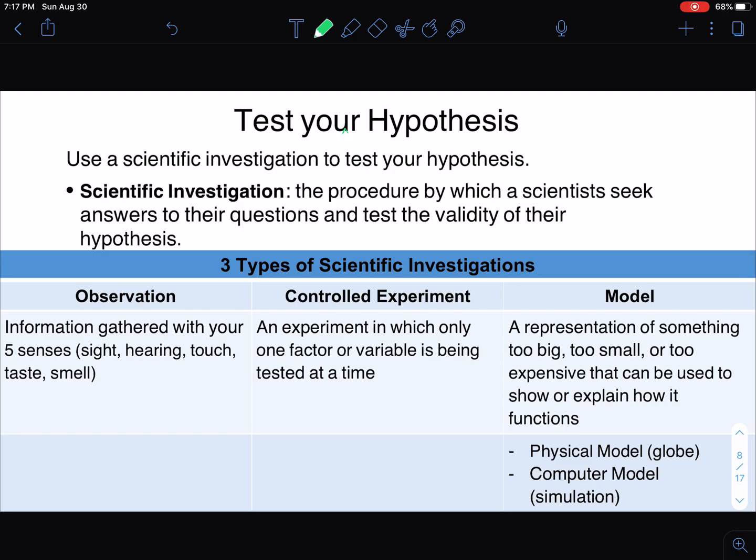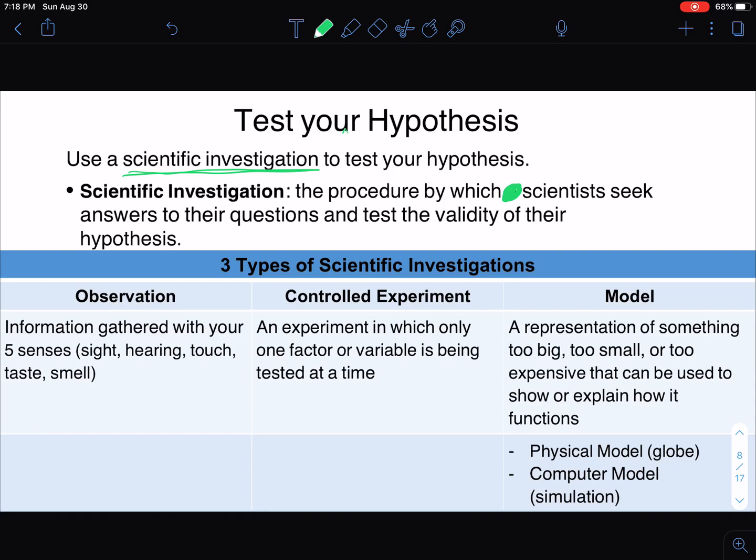So as we said, we're picking up with testing our hypothesis. After you have formed your hypothesis, you have to test it using something called a scientific investigation. Now, the technical definition of a scientific investigation is the procedure by which scientists seek answers to their questions and test the validity of their hypothesis. They're using some way to figure out if they are correct or not based on their hypothesis.